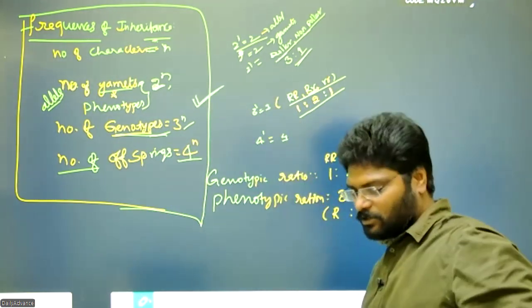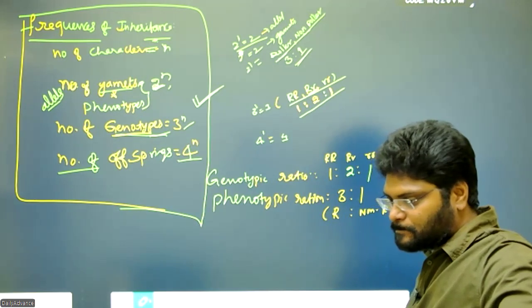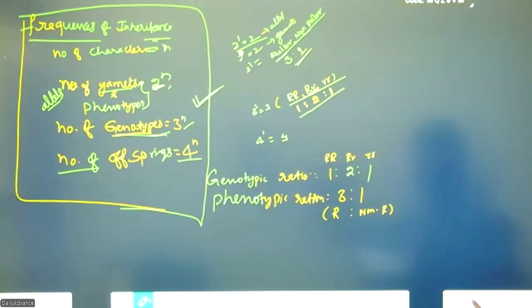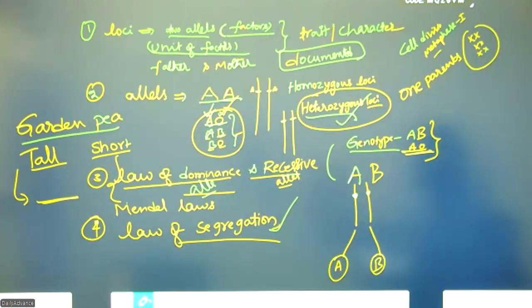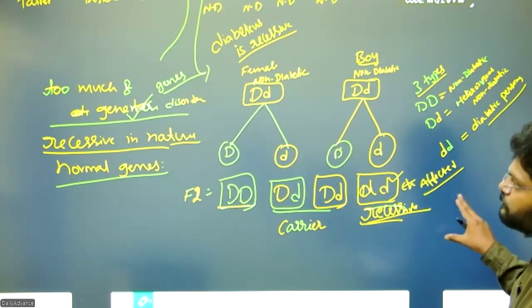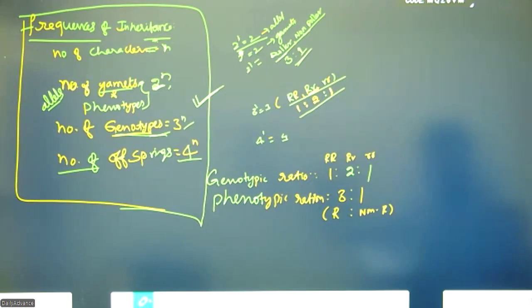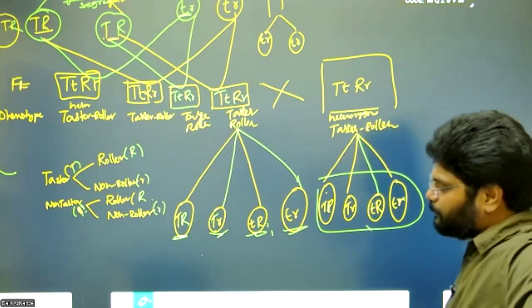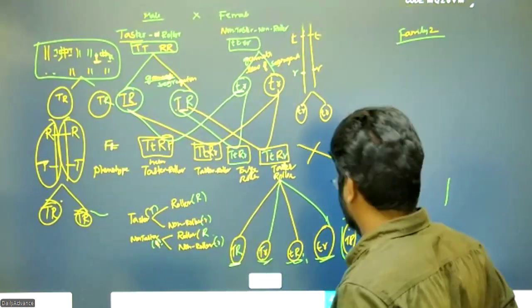So we can predict it by going through this. What are the potential applications? For suppose, if a person is a taster, this is 2, right? You don't need 2.